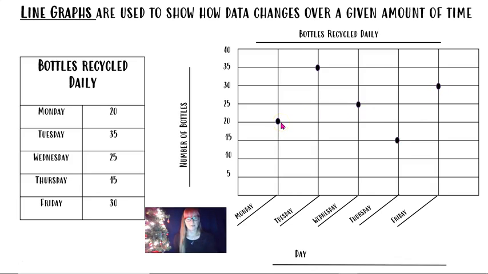Now that I have all of my data points plotted on my graph, I'm going to draw lines to connect all of my dots. From here, now that my dots are connected, I can see which day had the most amount of bottles that were recycled or the least amount of bottles. There were no days that had the same amount of bottles that had been recycled because there are no 2 days with a dot on the same spot.